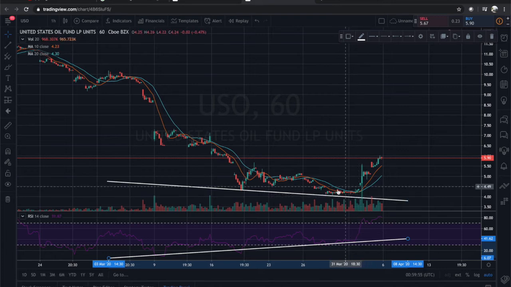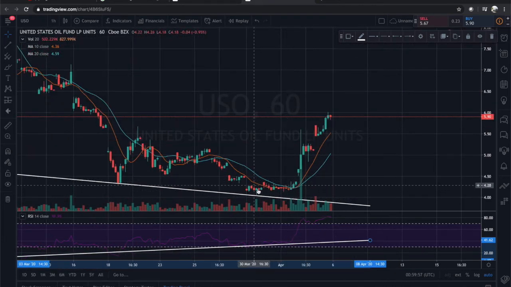So as you can see right over here with my cursor, I'm pointing to a squeeze pattern that the stock was creating right around the $4.20 range, where the RSI was at its highest, although the stock was at its lowest. So that is a perfect example of how you could use the RSI to your advantage to spot reversals and when it's time to sell or buy.